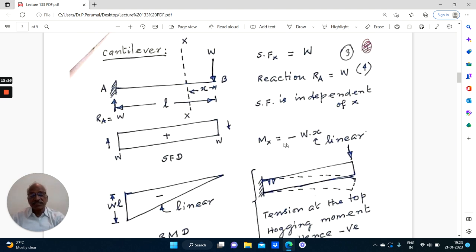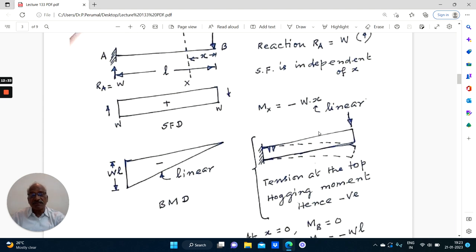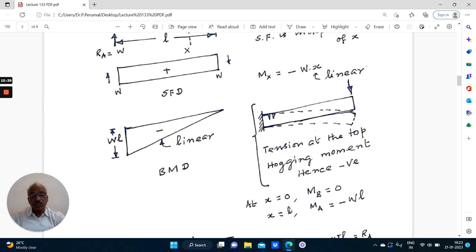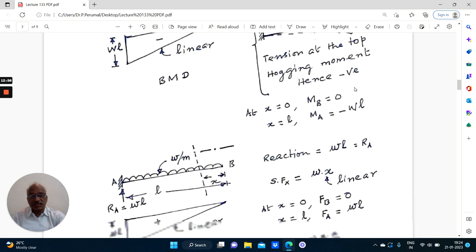This indicates that the bending moment diagram has a linear variation. In this equation, when we substitute x equal to 0, M_B equals 0, so here the bending moment is 0. When you substitute x equal to L, M_A equals minus W into L. So it varies from 0 to WL. The bending moment diagram is negative, and the variation is linear.